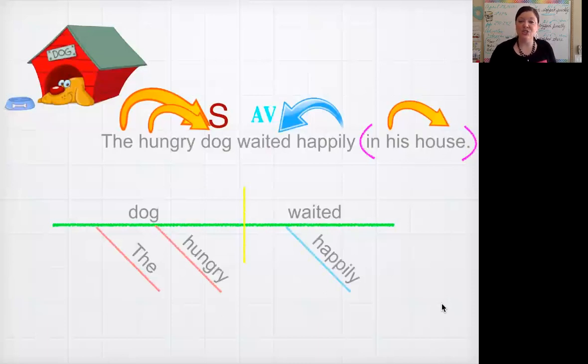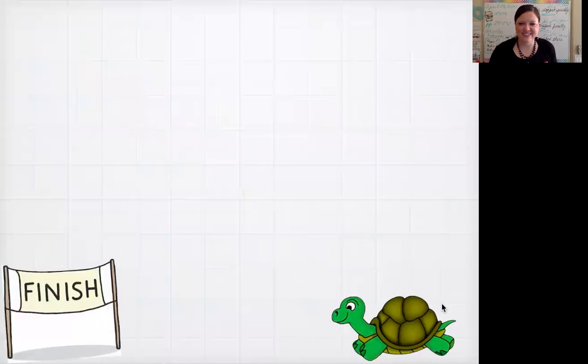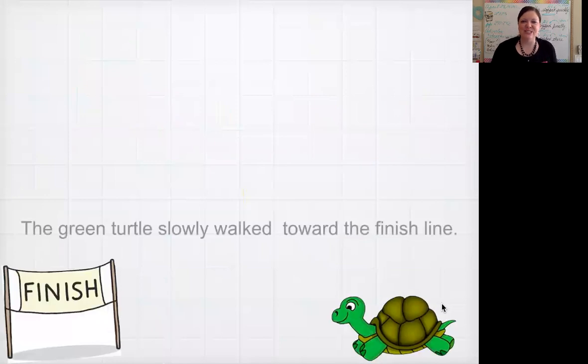Okay? Now let's try one more just so that you can get some practice and see how this whole diagramming is going to work. Okay, let's look at our next sentence. Oh my goodness, what's this about? Oh man. The green turtle slowly walked toward the finish line. That reminds me of an Aesop's Fable, does it not?